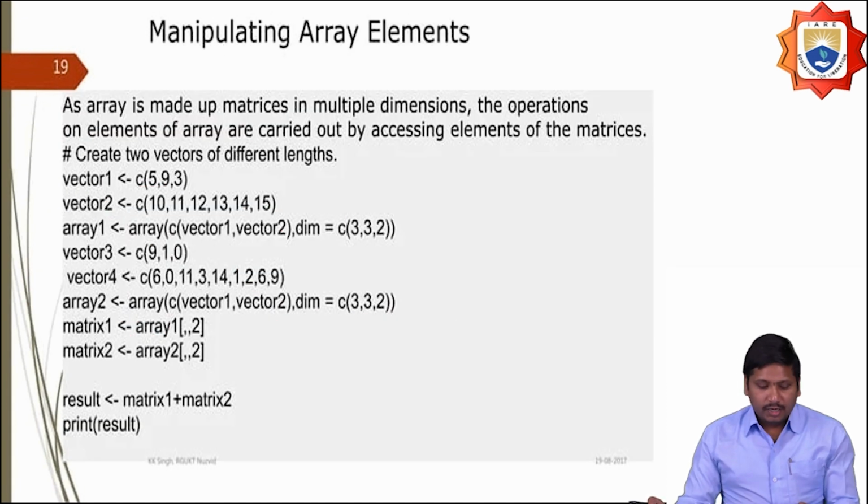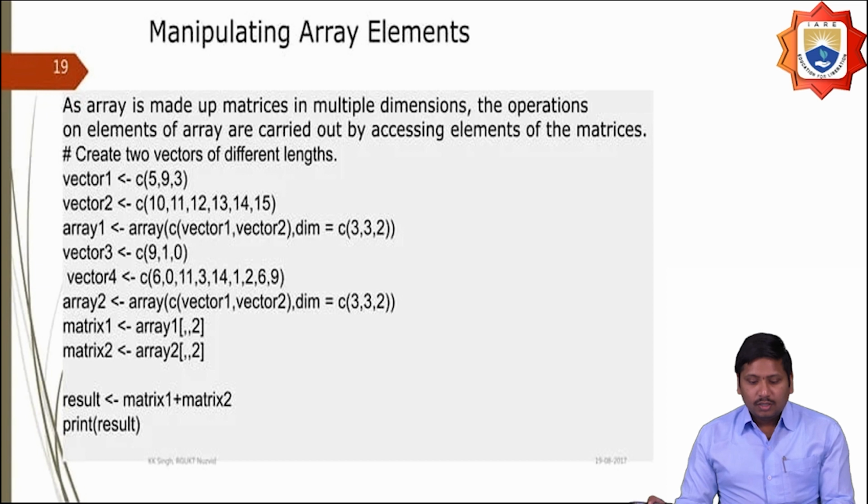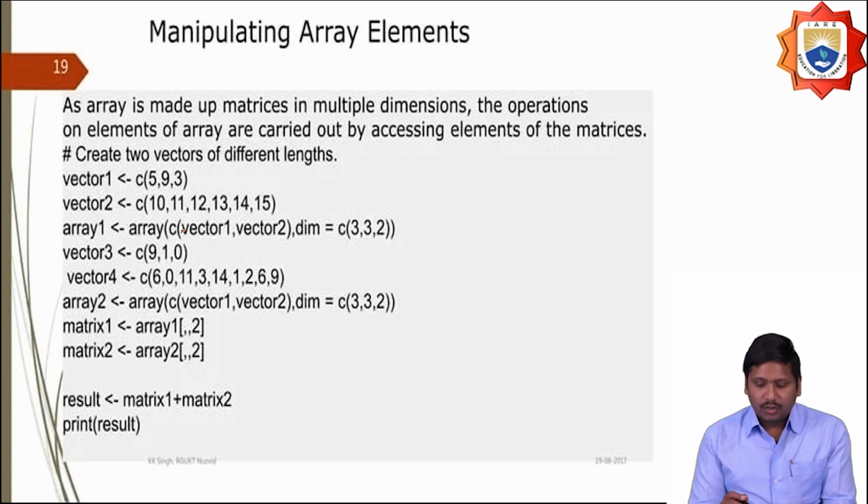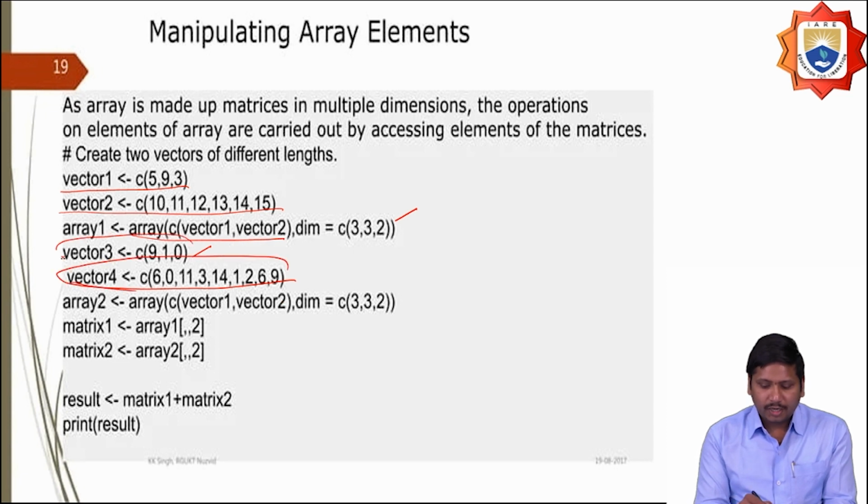Next, manipulating the array elements. For this we're going to have two vectors, vector 1 and vector 2. For array 1, we have array of vector 1 and vector 2 with the dimension 3, 3, 2, and vector 3 is another one I'm going to consider. Finally I'm going to print vector 4, which is another vector I'm taking.